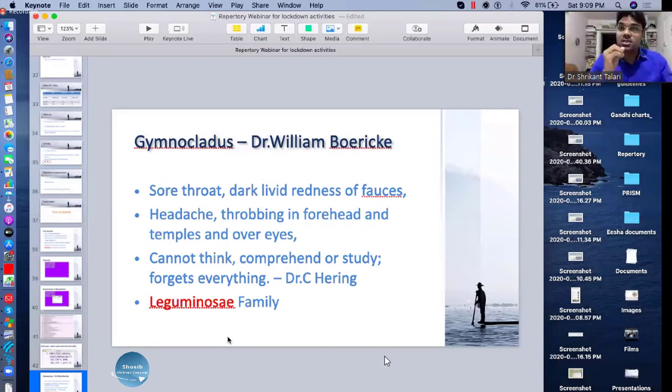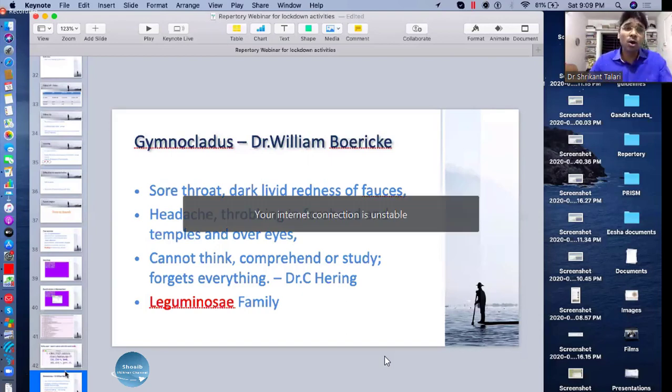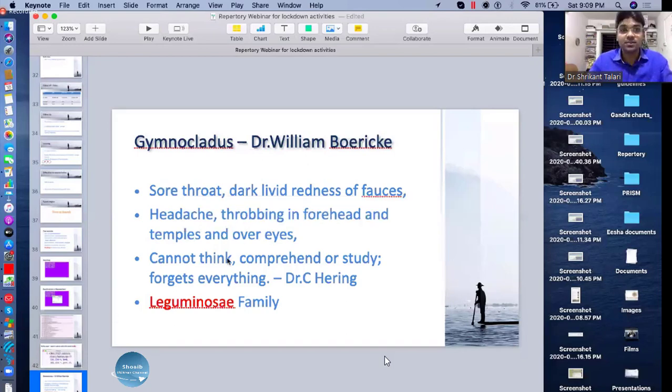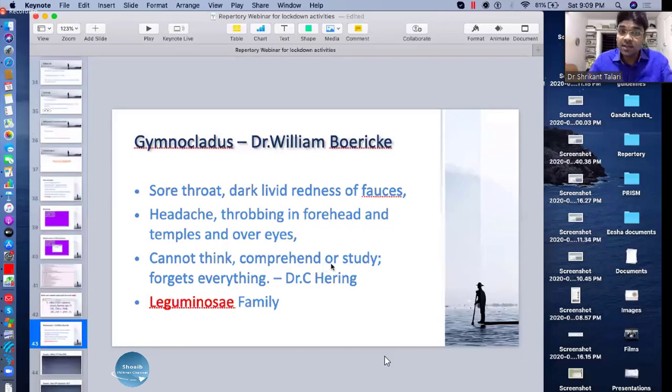This I understood. So like I learned in the previous webinars, we need to integrate everything. We need to use materia medica, sometimes notes, sometimes sensation, sometimes repertory. All this we need to integrate to find the remedy. So I gave gymnocladus to this patient. So this was her report when we started treatment.